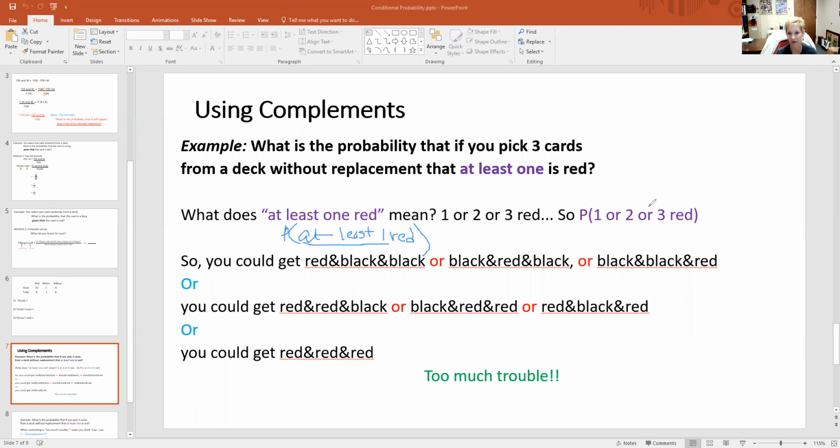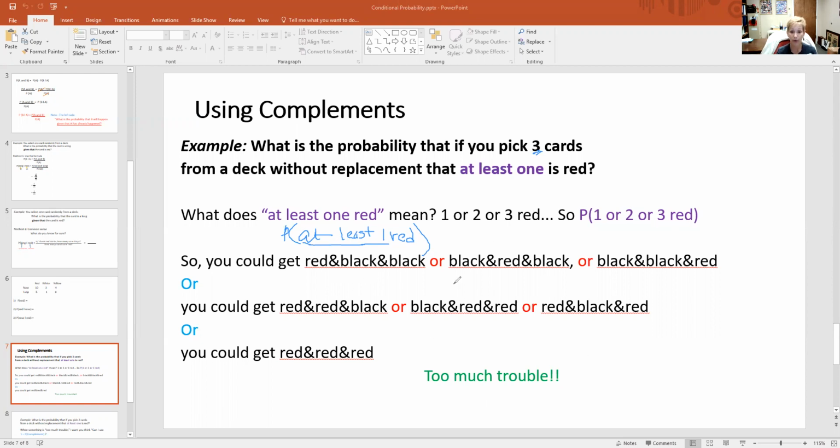Now, why am I stopping at 3? Because that was my total. I'm only picking 3. So make sure that you always put what you're looking for, your event, in the parentheses, and then be very explicit. Don't leave it just saying at least one red. What does that literally mean? It means 1 or 2 or 3 red.